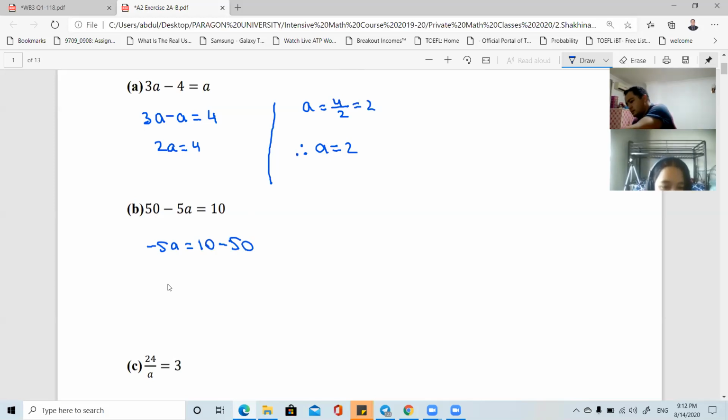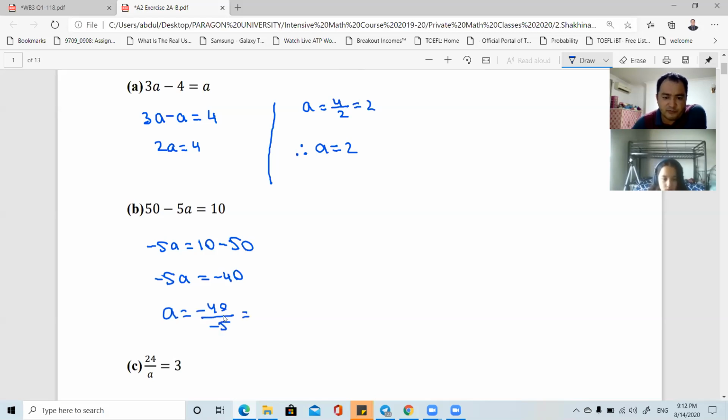Next thing is we have to simplify. Minus 5a is equal to 10 minus 50, which is minus 40. So from here, a is equal to minus 40 over minus 5, which is plus 40 over 5, that's equal to 8. Dots, dots, dots, a is equal to 8.